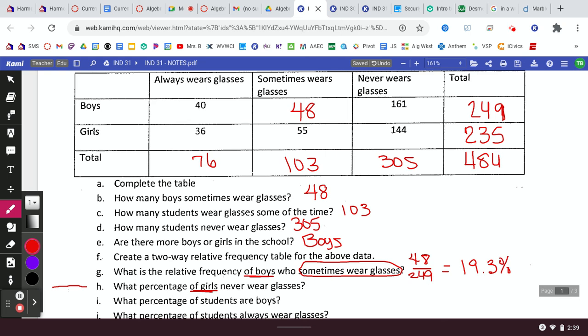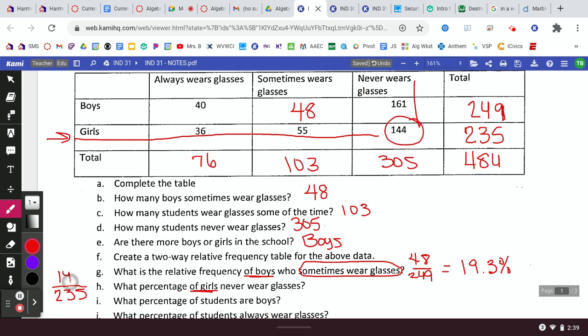What percentage of girls? So Addison, what's my number of girls? 235. And Tyler, of my girls, never wears glasses. 61. No, my number of girls, what percentage of girls? So I'm just looking at the girls line, and then the never wears glasses. 235 over 144. Girls that never wear glasses.